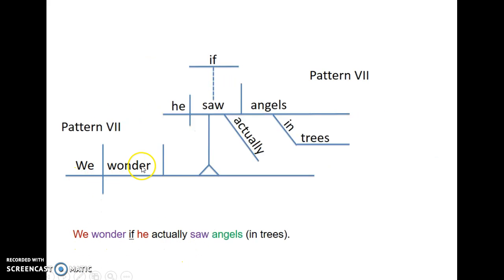We wonder, subject verb. Then we come across our expletive. So we wonder something. And that something is the noun clause. So if you can say we wonder something, subject, verb, direct object is pattern 7. And then we do our pedestal in that slot and we diagram. He is our subject, saw is our action verb, saw what? Angels is the direct object. Actually is our adverb. What angels did he see? The ones in trees. So that goes under angels to modify that. And then we put our expletive if above because it doesn't really carry any weight in the sentence. Subject, action verb, direct object is pattern 7.